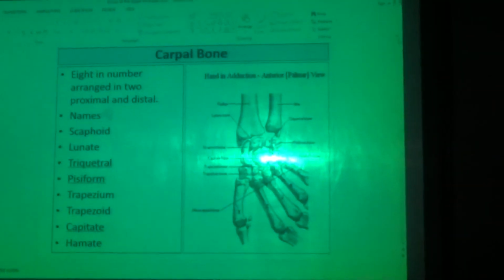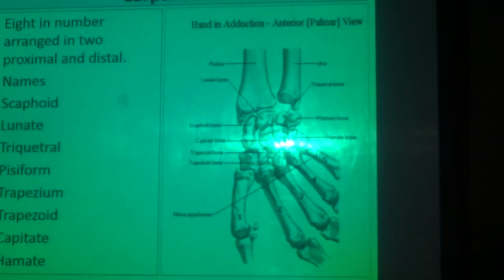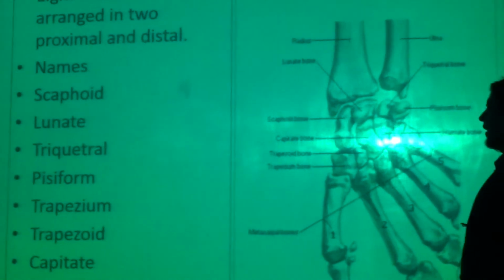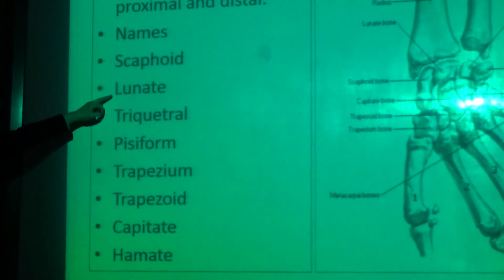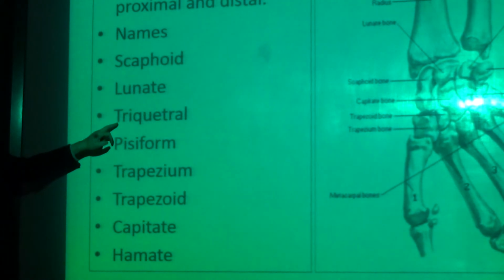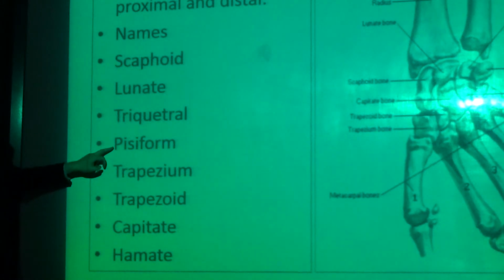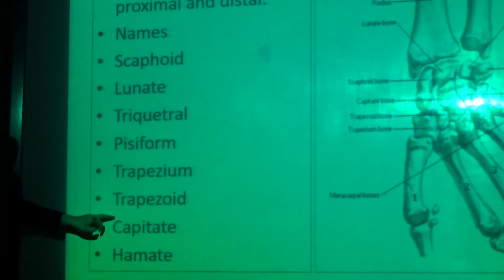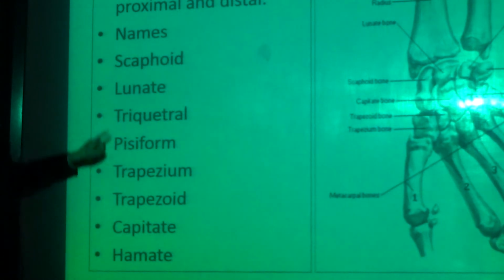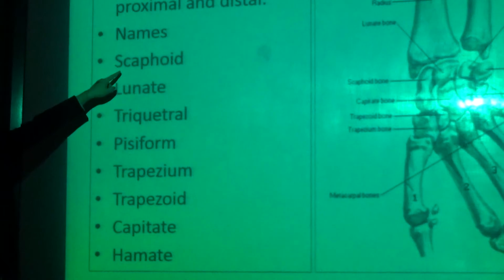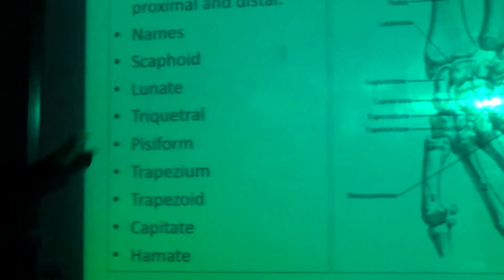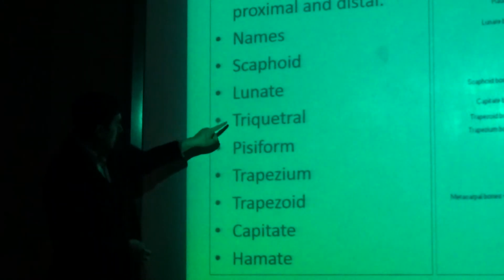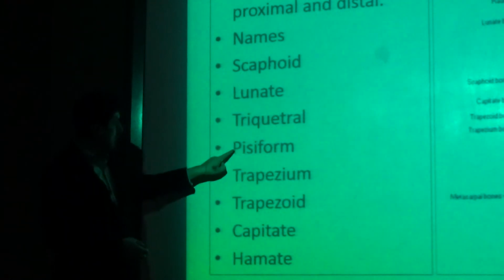Now, how many bones we have in a hand? 8. What are their names? She looks pretty, try to catch her. Scaphoid, lunate, triquetral. Inshallah Allah will forget us. Our aim is just to teach you, huh?